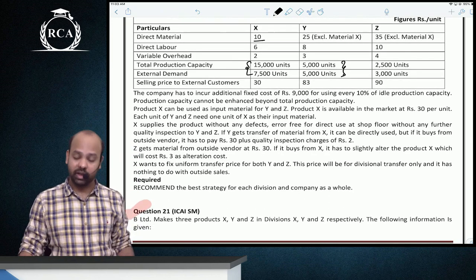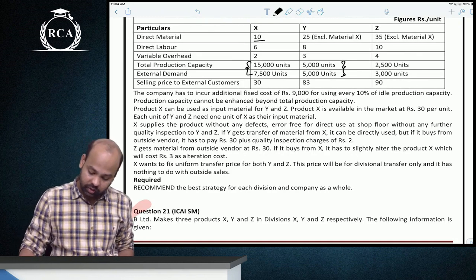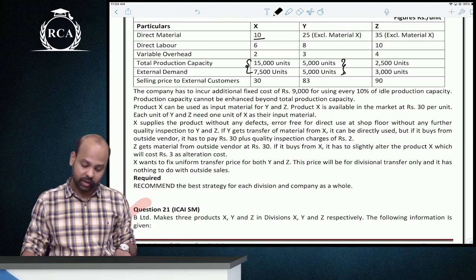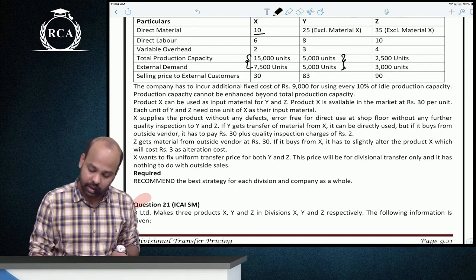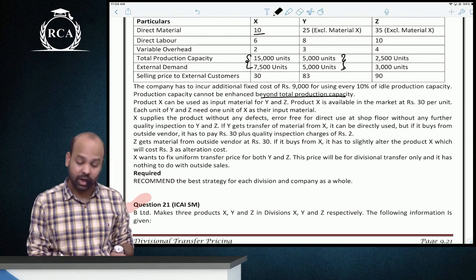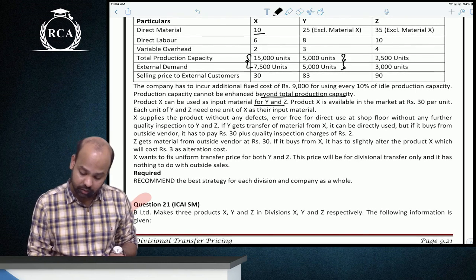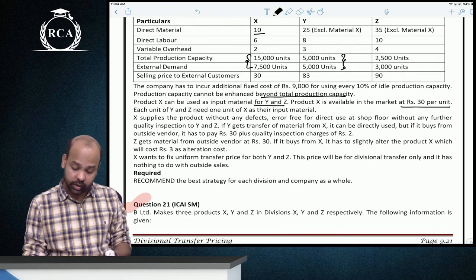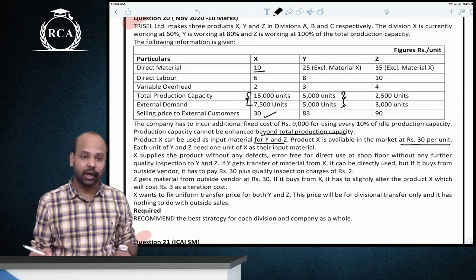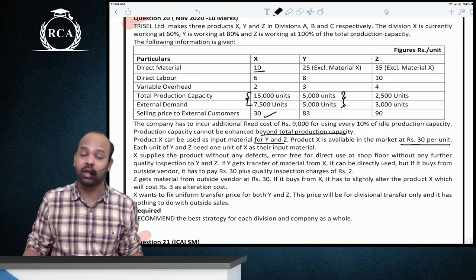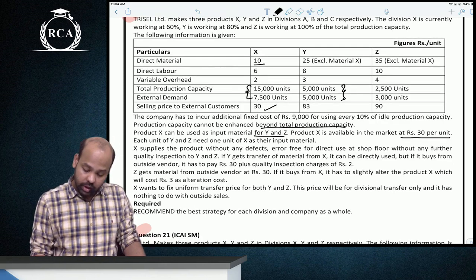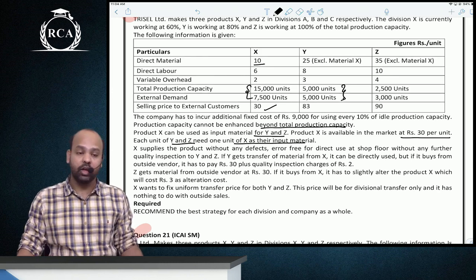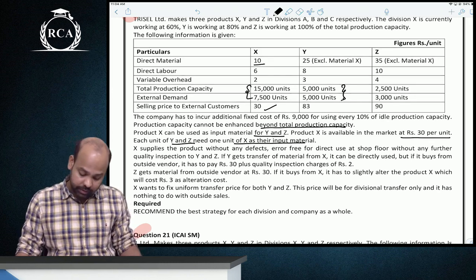And then division Z, guys. The company has to incur additional fixed cost of rupees 9,000 for using 10% of idle production capacity. Production capacity cannot be enhanced beyond total production capacity. Product X can be used as an input material for Y and Z. Product X is available in the market at 30 rupees per unit. Remember, we are selling it in the external market at 30 rupees. This is also available at 30 rupees in the external market. Each unit of Y and Z needs 1 unit of X as their input material.